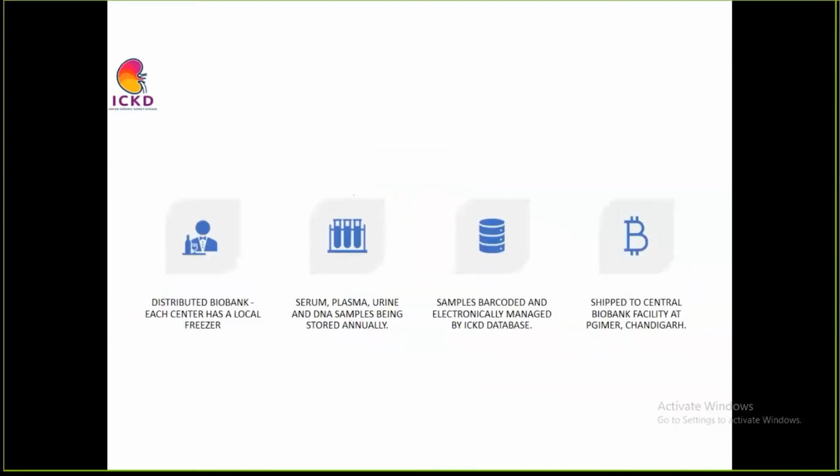This is the biobanking structure. Each center has a local freezer. Serum, plasma, urine, and DNA samples are being stored annually. Samples are barcoded and electronically managed by the ICKD database, and finally shipped to the central biobank facility at PGI Chandigarh.